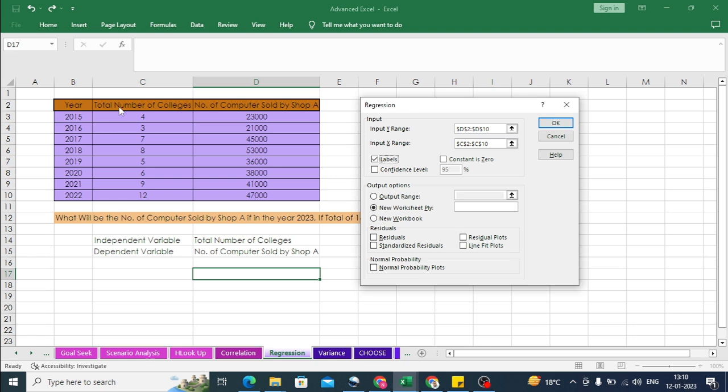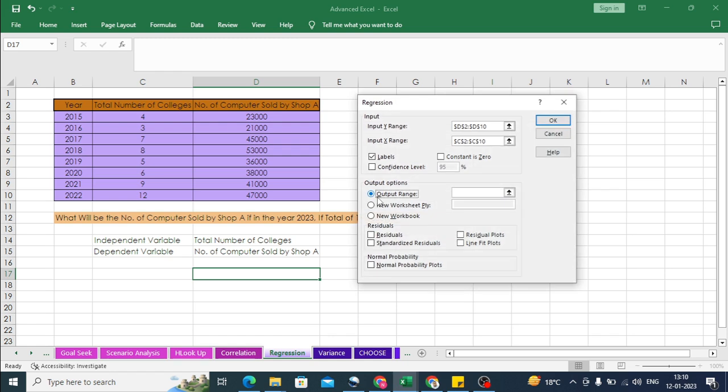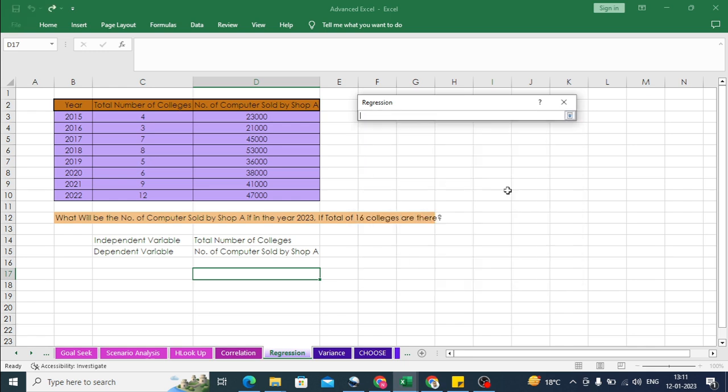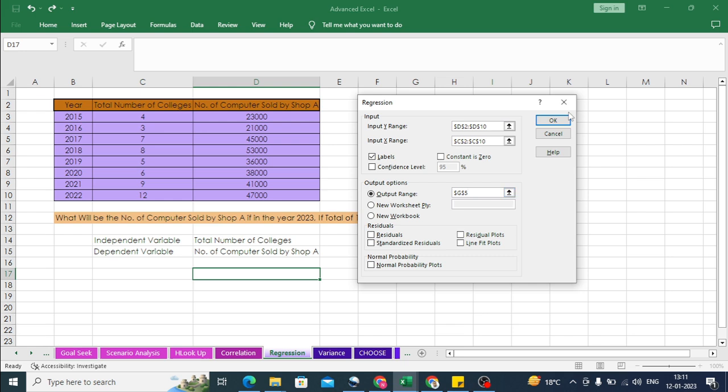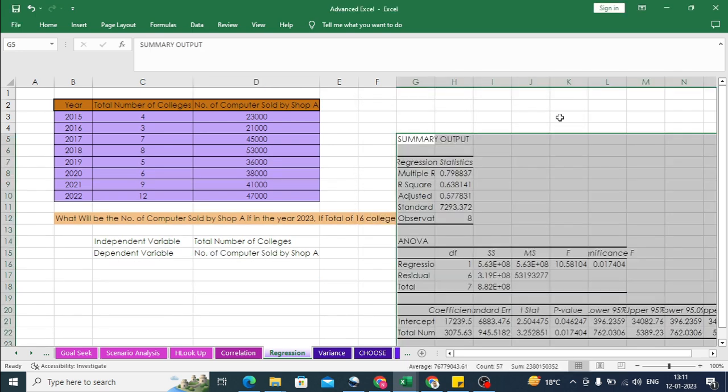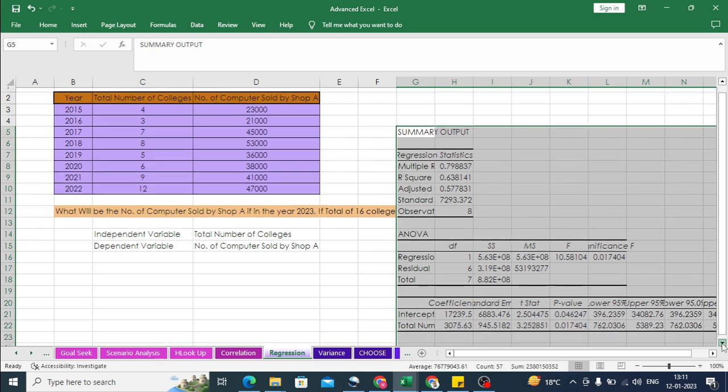Now it is asking you for the output range. Output range means where it should show the results after running the regression. So we can select it in any location. Let's say we want it here, which is G5. So the results will be displayed in G5. And next we click OK. So now we have the results of the regression.